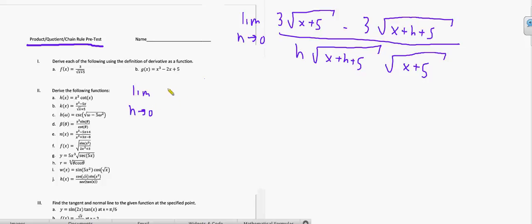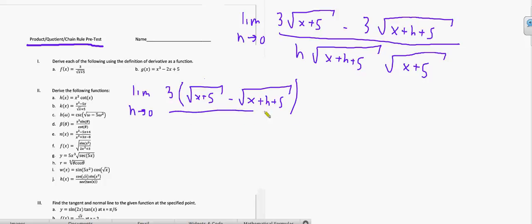H is going to 0. We can pull that 3 out front. It doesn't really matter. And we're going to get root x plus 5 minus the root of x plus h plus 5, and all this is still over h times the square root of x plus h plus 5, times the square root of x plus 5.